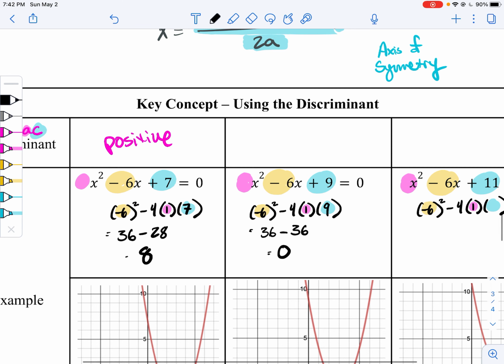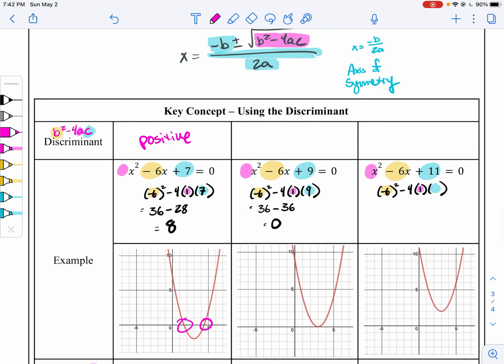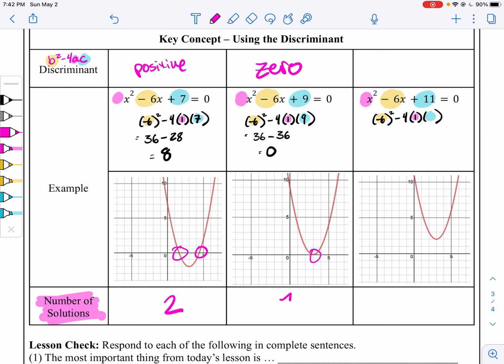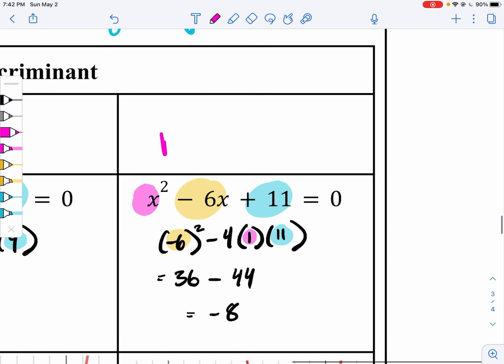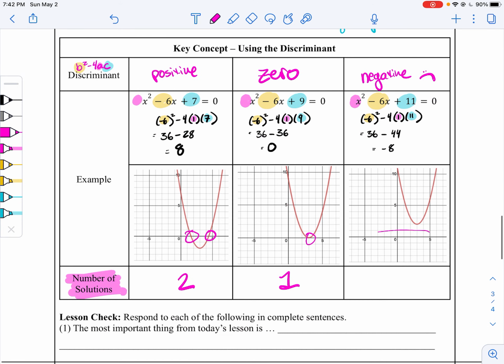So when you have a 0 as your discriminant, like literally it has to be 0, then you will have 1 solution. That vertex will be right on the graph, right on that x-axis right there. However, if your discriminant turns out like 36 minus 44, negative 8, if your discriminant turns out to be negative, you will have no solution.